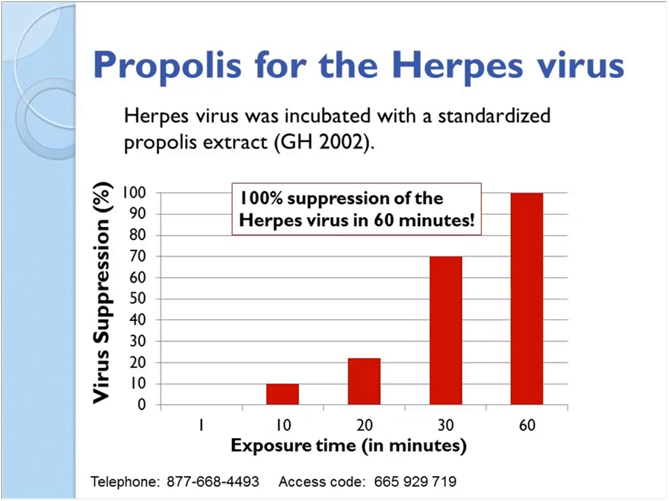Propolis has also been studied for the herpes virus. The herpes virus was incubated, and they tested a standardized propolis extract from Germany called GH2002. Now remember, this is an in vitro study, but the viral suppression was astounding. After only 60 minutes, 1 hour, the viral suppression of the herpes virus was 100% complete. So there was full suppression after only 60 minutes of exposure.